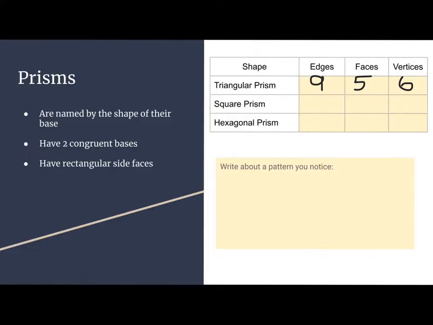Let's go back and add that to our notes about prisms. Make sure you're on your prism page and not your pyramid page. A square prism, a rectangular prism, that is having 12 edges, 6 faces, and 8 vertices.